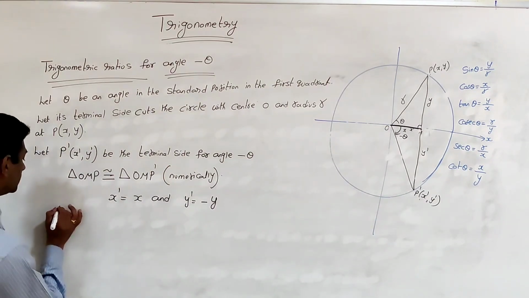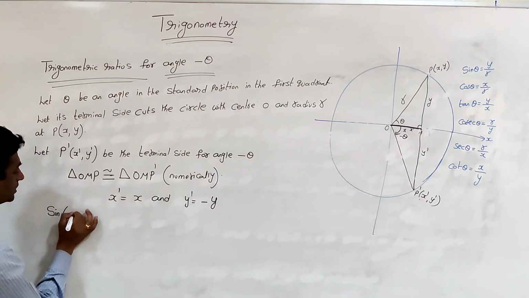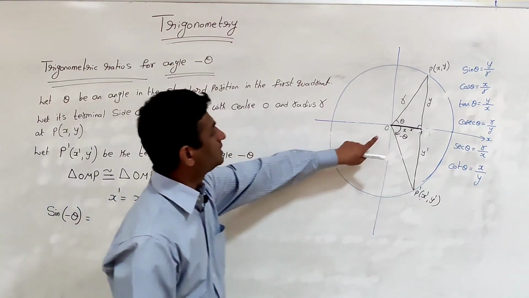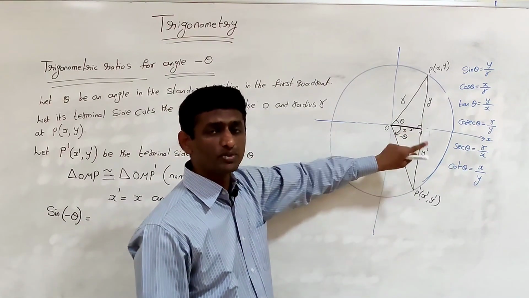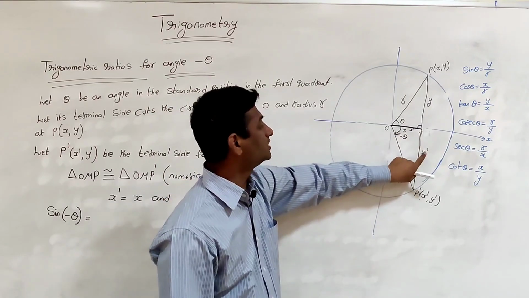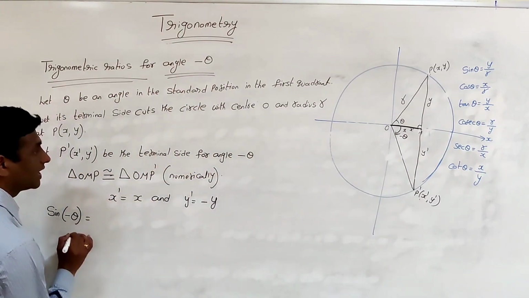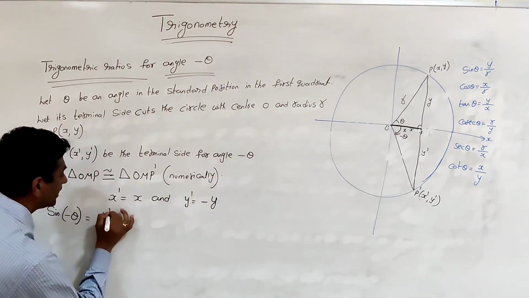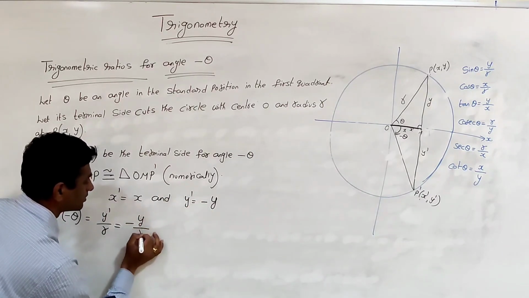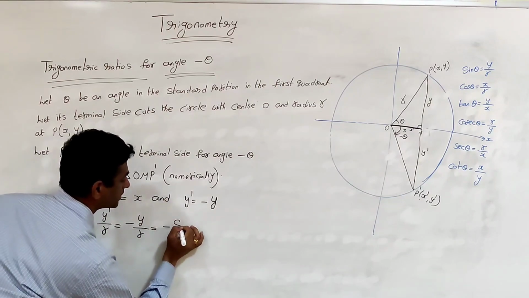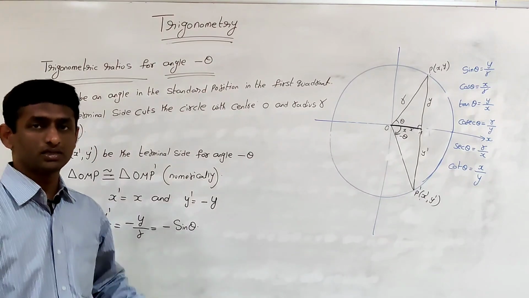Now, what are the trigonometric ratios for minus theta? Sine of minus theta angle. For minus theta, sine of minus theta is the ratio of the opposite side and hypotenuse. The opposite side is y dash and hypotenuse is OP dash, so we have y dash by r. But what is y dash? Minus y by r. So it gives minus sine theta. So sine of minus theta is minus sine theta.